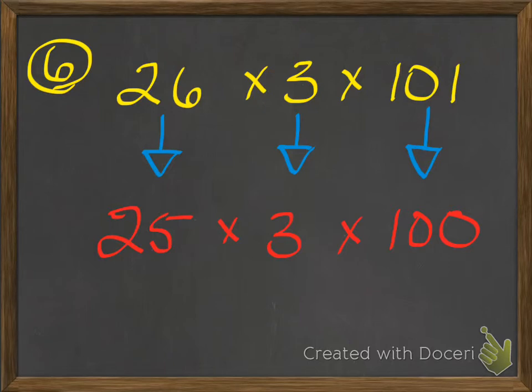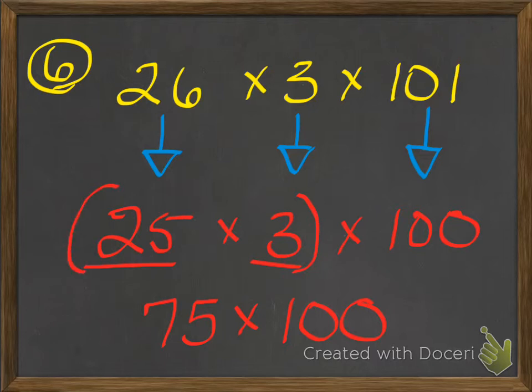Okay, I've rounded 26 to 25, which is a compatible number, and 3 I left the same, and 101 I changed to 100. And I did that because I know how to multiply 25s pretty easily, especially times 3. Because if I had 3 quarters, that would equal 75 cents. So now I just have 75 times 100. Ooh, did you notice that was the associative property we just used? So now I'm going to multiply 75 times 1, and then tack on those 2 zeros. So my answer is 7,500.